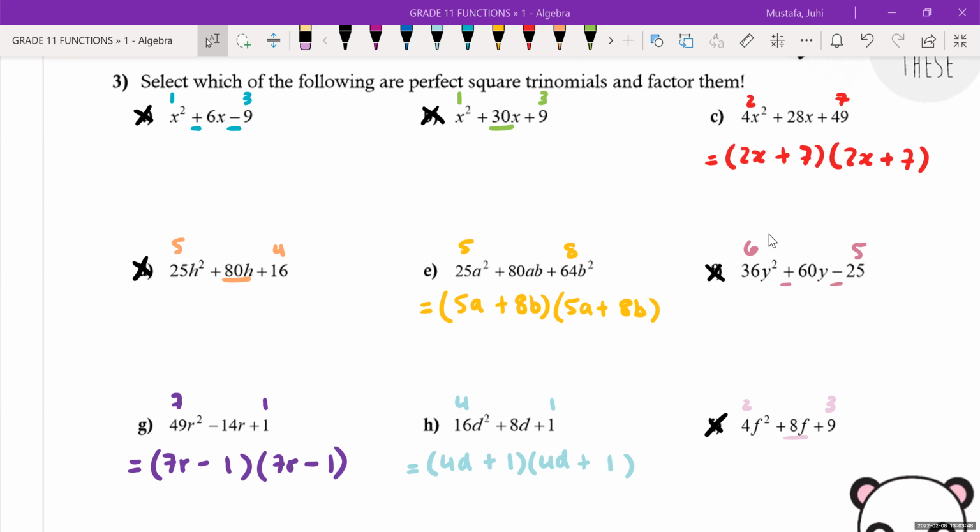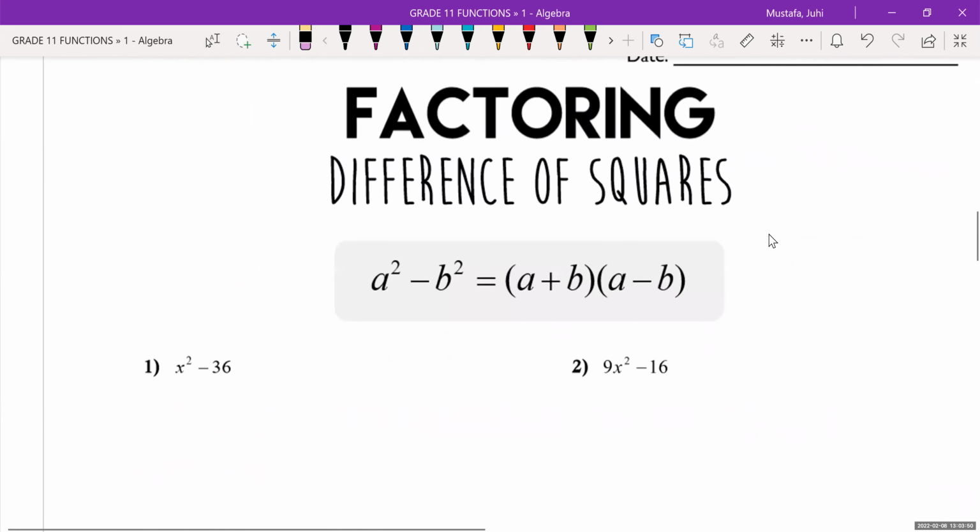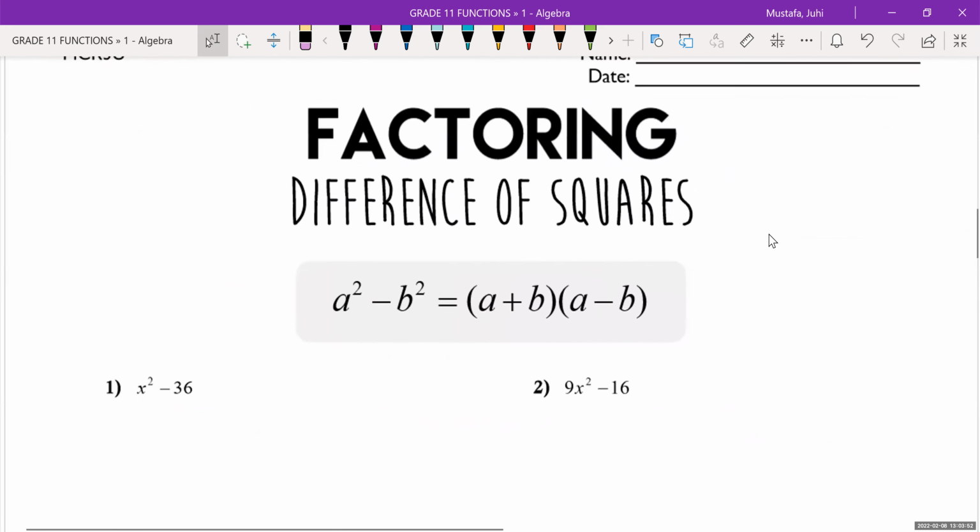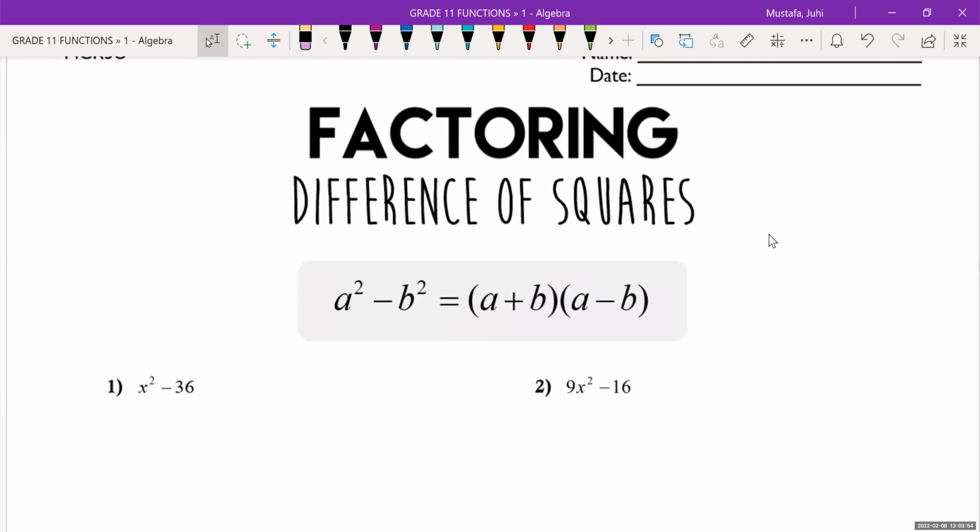All right, you guys, to finish off our factoring review, we're going to talk about difference of squares, which tend to be my favorite type of factoring. There are three things I look for when I'm trying to factor something using a difference of squares. First of all, I'm looking to see if the numbers I have are perfect squares.